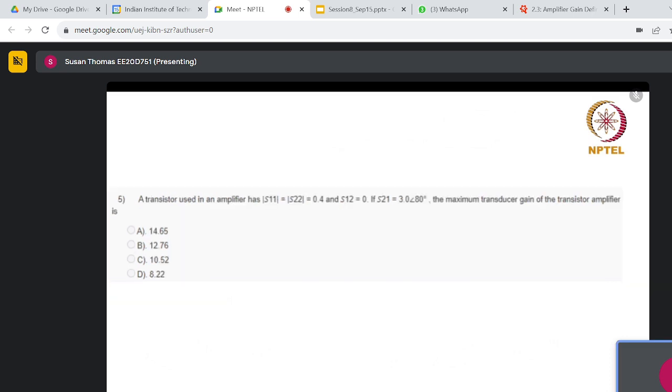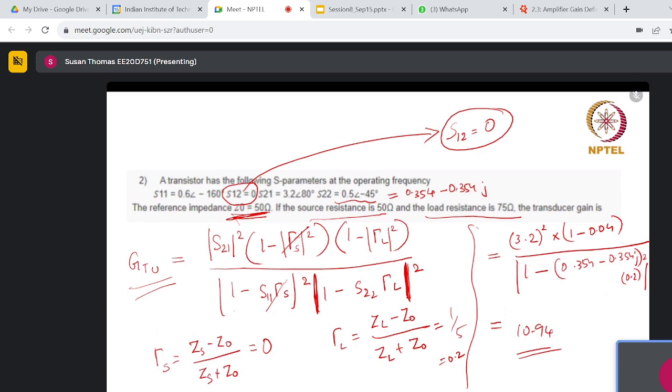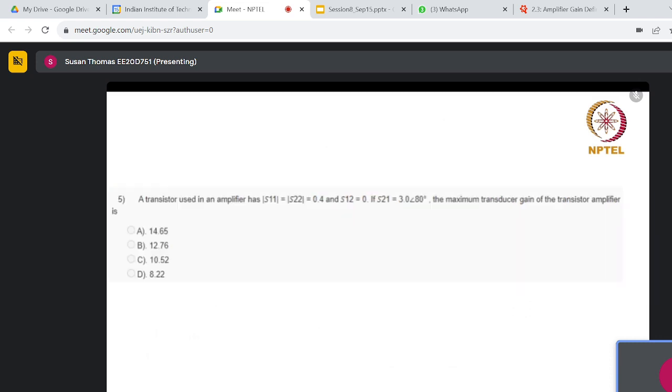Okay, so now let's move to this question. Transistor used in an amplifier. The modulus of S11 and S22 are given as 0.4, and S12 is 0. And S21 is 3 angle 80. Can you calculate the maximum transducer gain?